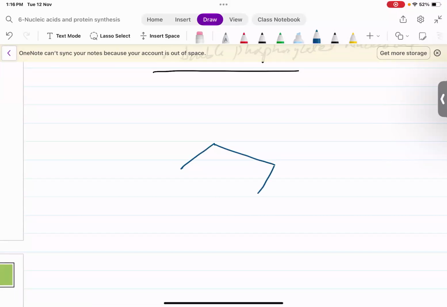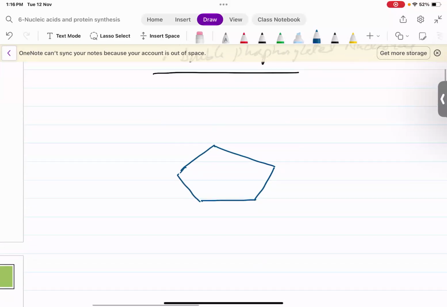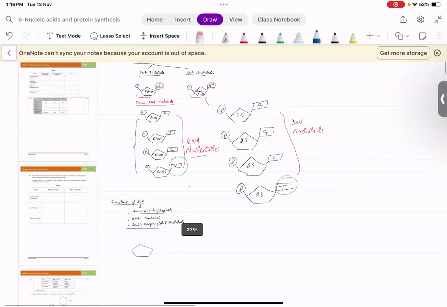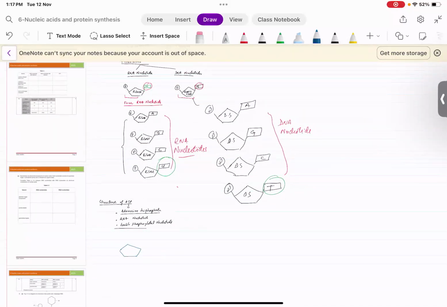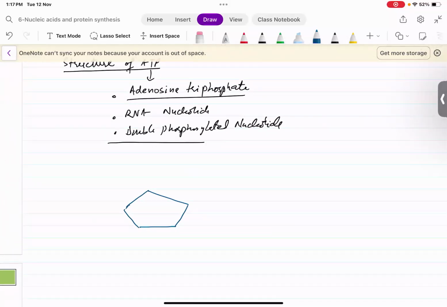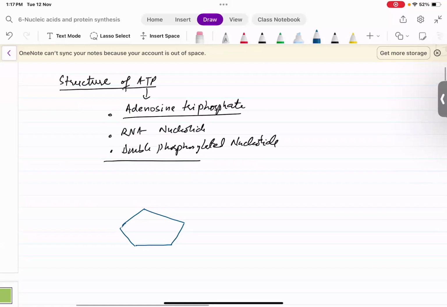This is a सर आप एक सेकेंड नीचे स्क्रॉल कर सकते हैं? जी. से जीरो लिया उसने वजह एक सेकेंड. Double phosphorylated nucleotide. ठीक है ठीक है सर, थैंक यू.